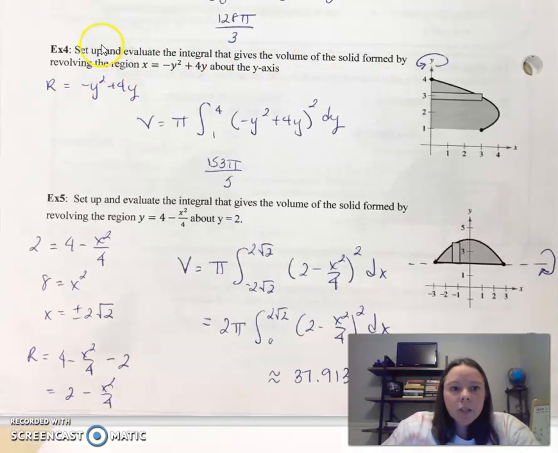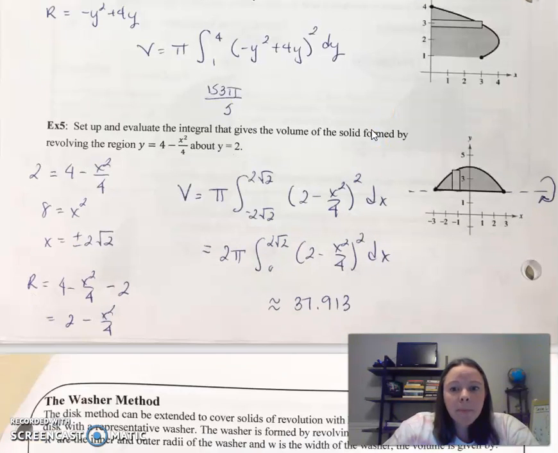All right, then here's another one. Set up and evaluate the integral that gives the volume of the solid formed by revolving this function about the y-axis. So again, it's been graphed. It's already in terms of y, so this one's actually pretty easy. You can see the radius goes to the y-axis. So pi times the integral from 1 to 4 of your radius squared dy. Pretty straightforward.